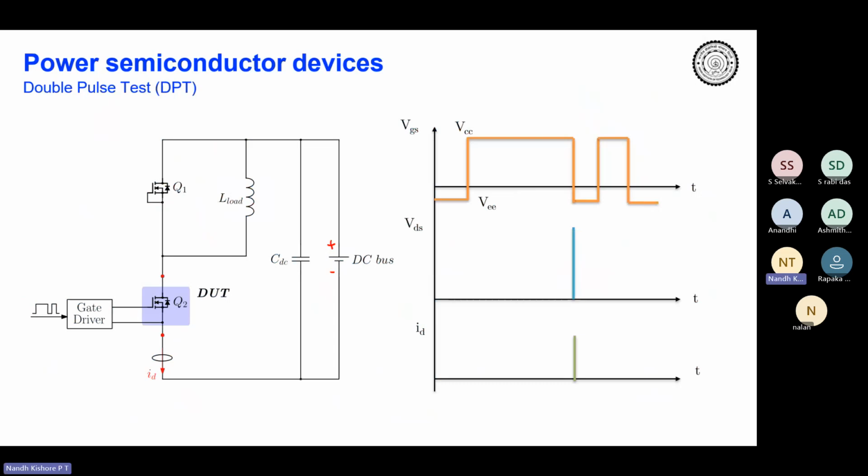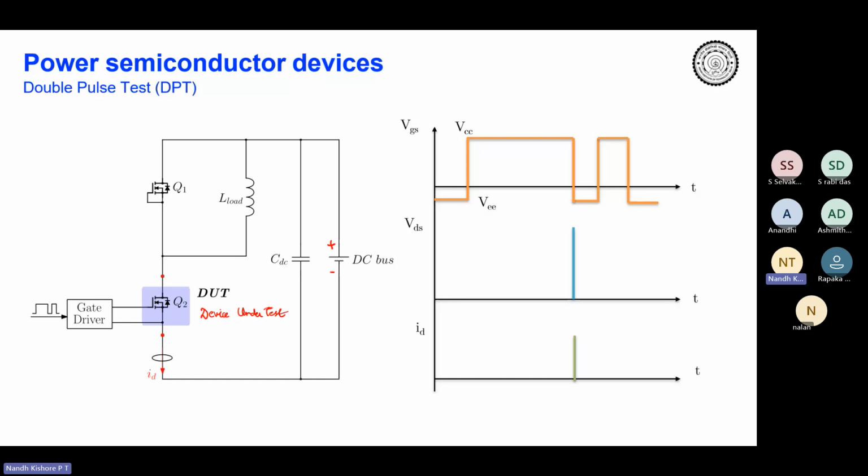So what is a double pulse test? Basically, you feed two pulses to Q2, or we call it the DUT. DUT means the device under test. We want to characterize Q2, that is, we want to understand the switching behavior of device Q2. That's why we call it a DUT or device under test.